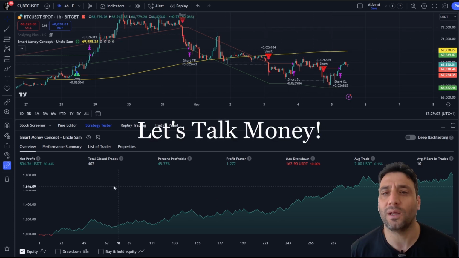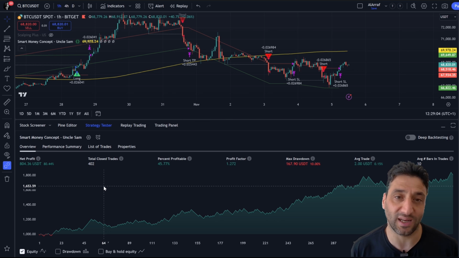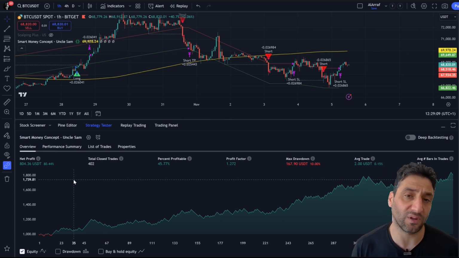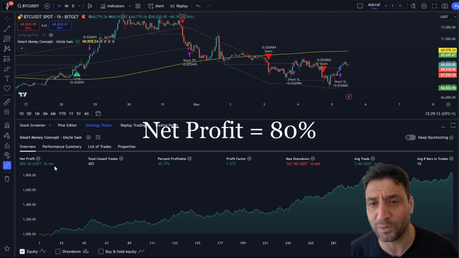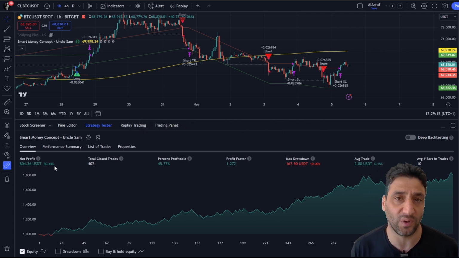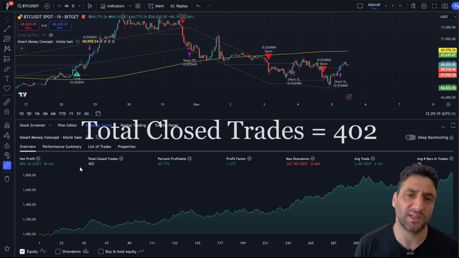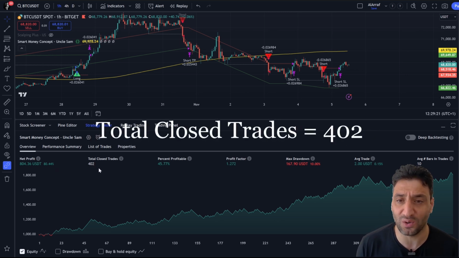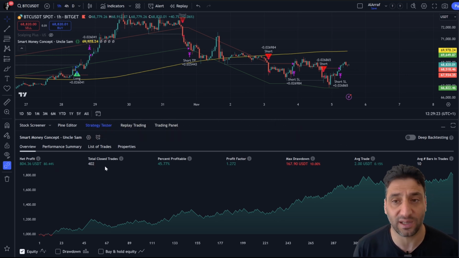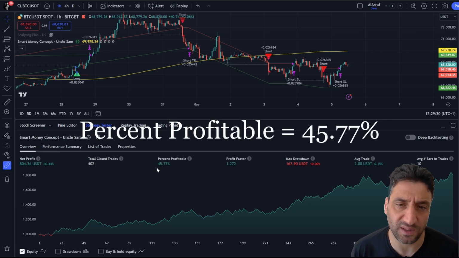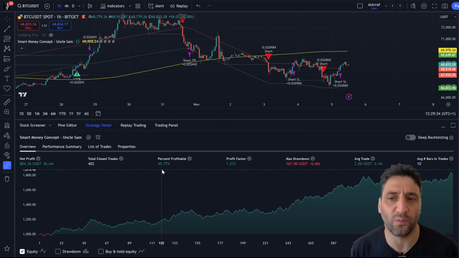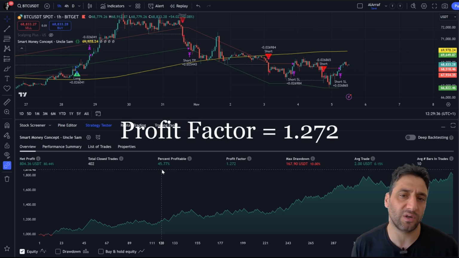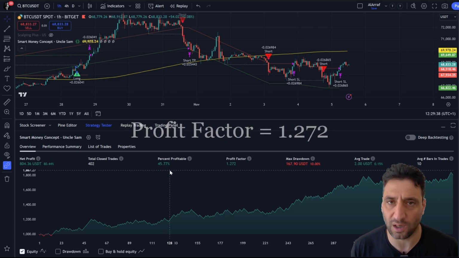Now let's talk money. Let's talk about the backtesting results and how the strategy performed in our test. As you can see, we achieved a net profit of 804 USDT, which is impressive, an 80.4% return on our initial capital of 1000 USDT. Total closed trades, 402 trades, which show good frequency without being overactive. Percent profitable of 45.7%, which may seem modest, but with a positive profit factor of 1.27, it means our winners are generally larger than our losses.